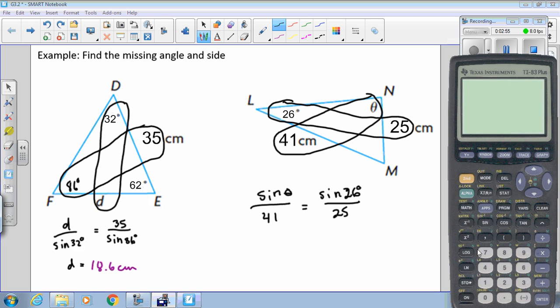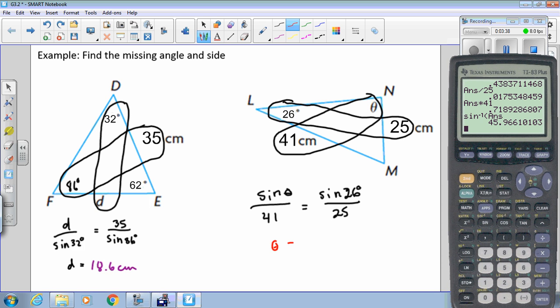So let's do that. Sine 26, and then this divided by 25. Oh, be careful. If I would have done that, it wouldn't have given me the right answer. Sine 26 equals, I need to find my ratio, and then divide that by 25 equals, and then that's multiplied by 41 equals, and then second function, sine minus 1, to find an angle, and then second function, go get my previous answer. So 45.96, so let's just call it an even 46.